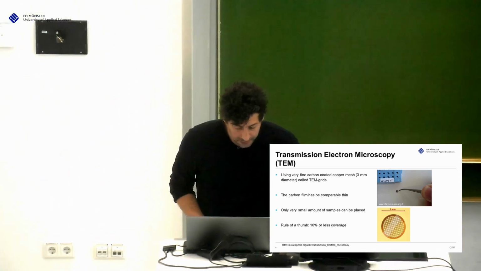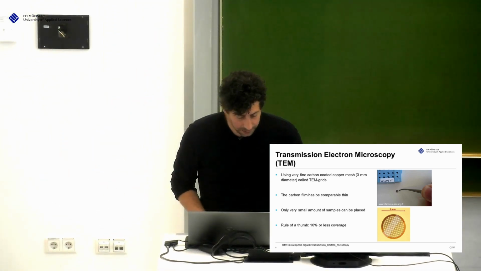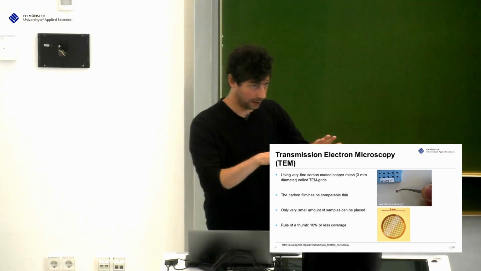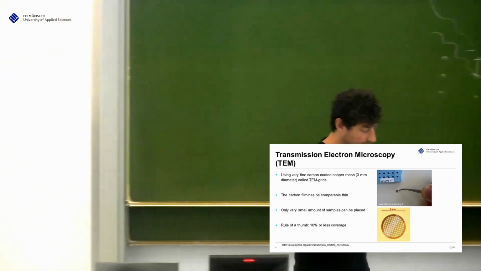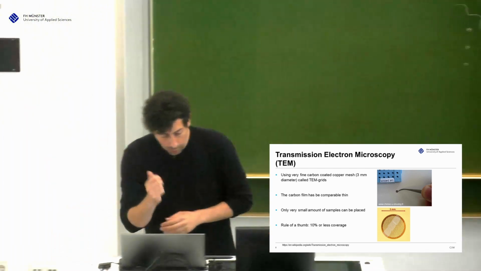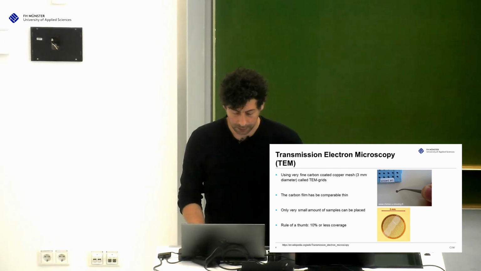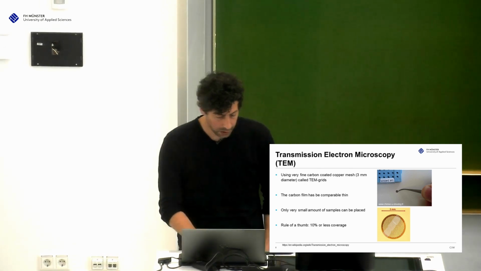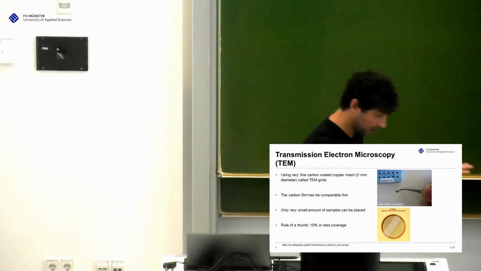But they are all the same. They are 3 millimeter in diameter, so they are like this. And in the holes you see here is a very thin carbon layer. And then what you do is you take particles, put them in a liquid, and put a few drops on the grid. So rule of thumb, 10% or less coverage of particles should be on your grid.